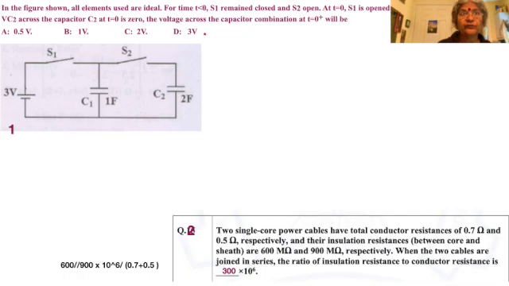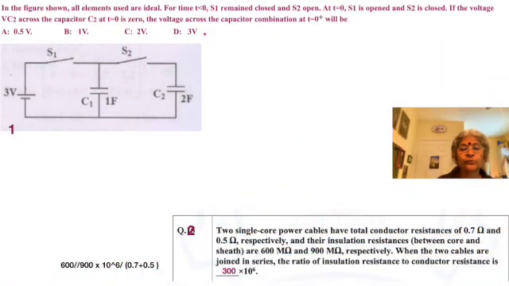When the two cables are joined in series, the conducting materials are connected together in series, but at the same time, the insulating materials are now connected in parallel, because all these resistances are with respect to the conductor and the ground where the cables are laid. So we now have a different picture. And the question is, when the two cables are joined in series, the ratio of insulation resistance, 600 parallel 900, to the conductor resistance, 0.5 in series with 0.7, comes to 300 into 10 raised to 6, because on the numerator megaohms are being considered.